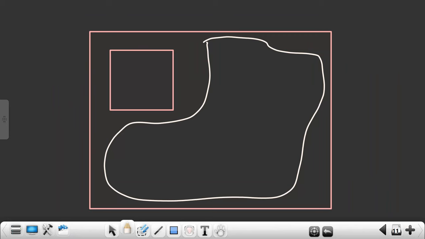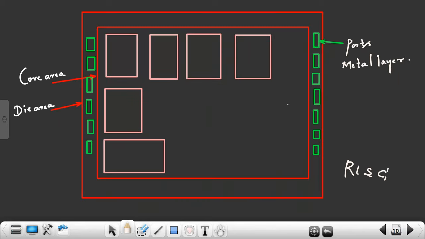For him, your block is a layout. In your block, what is present? Your standard cells and internal macros. Right? So a macro is nothing but a design which is already optimized and designed. You need not worry about designing it, like writing Verilog code and synthesizing. You need not worry about that. Any design it can be. It's a complex design.